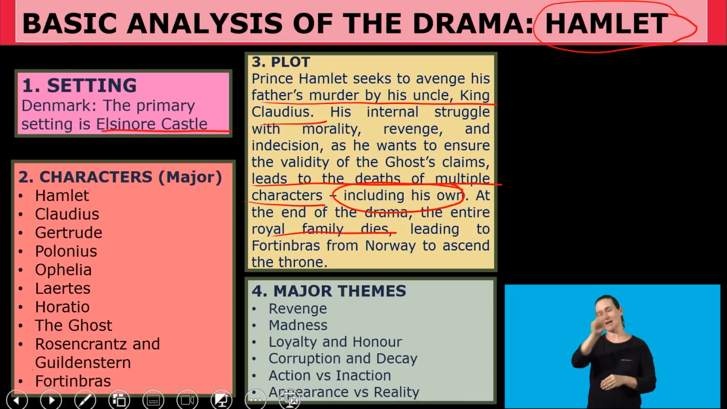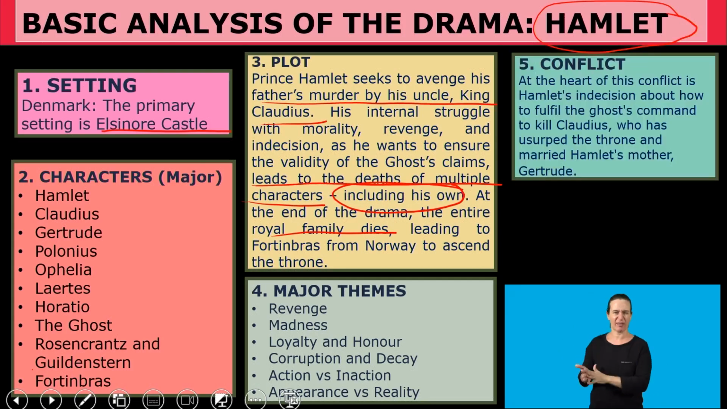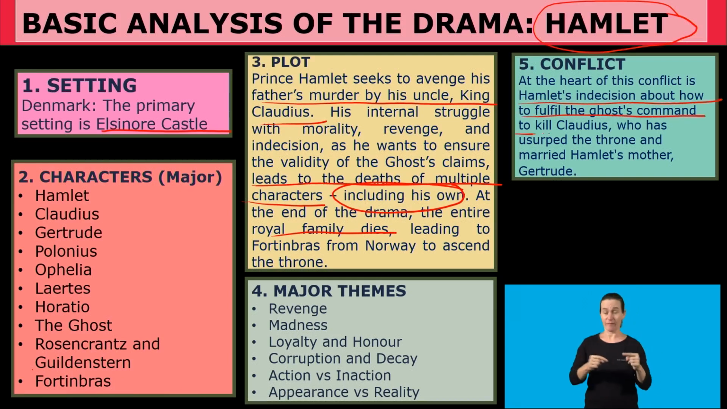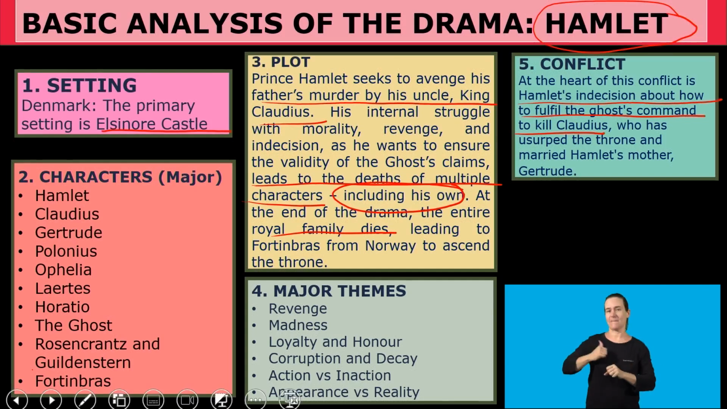The major themes: revenge, madness, loyalty and honor, corruption and decay, action versus inaction, and appearance versus reality. The major conflict in Hamlet. At the heart of this conflict is Hamlet's indecision about how to fulfill the ghost's command to kill Claudius, who usurped, meaning he took the throne unlawfully, and married Hamlet's mother, Gertrude.